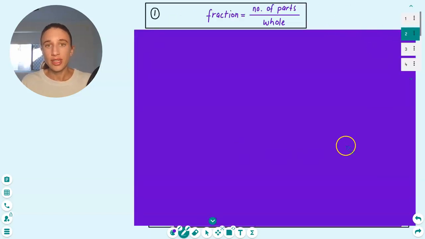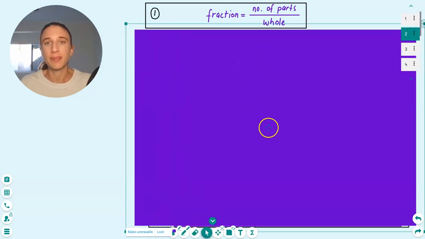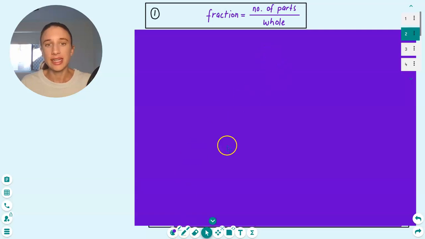All right, so on this first slide, I'm going to show you 5 formulas that we'll be using today. First thing we need to understand is that a fraction is the number of parts over the whole. So sometimes that denominator is called the total. That's always going to be the bigger number given two numbers.